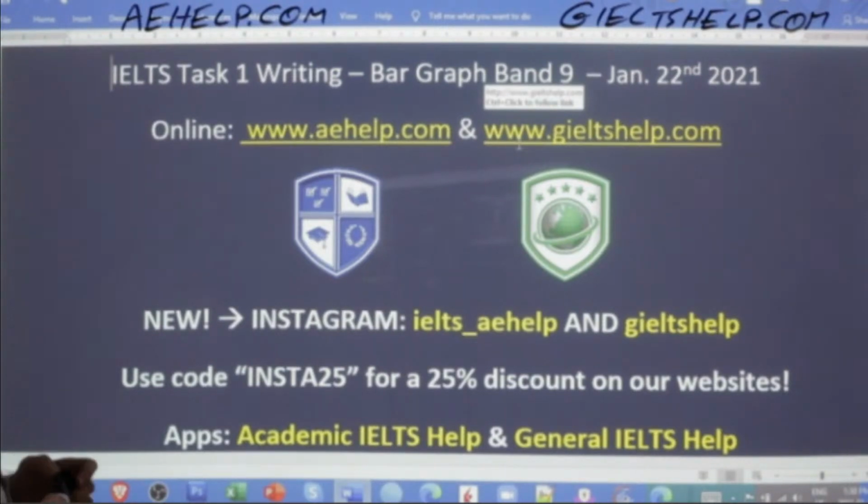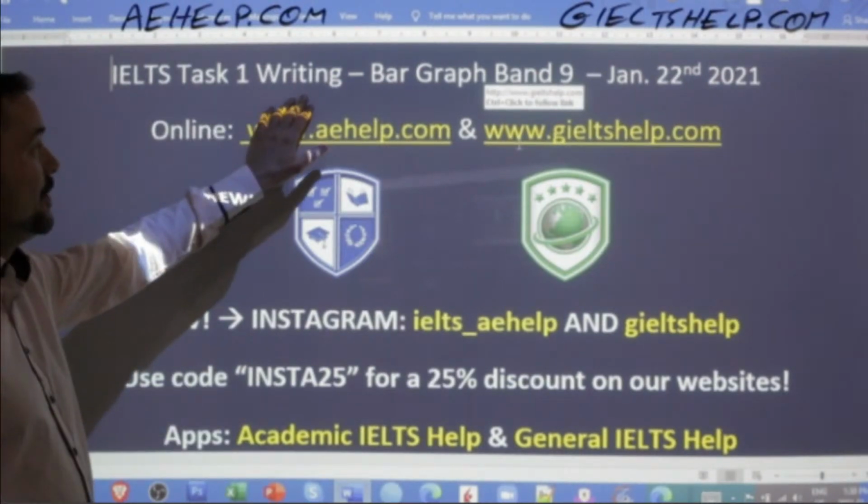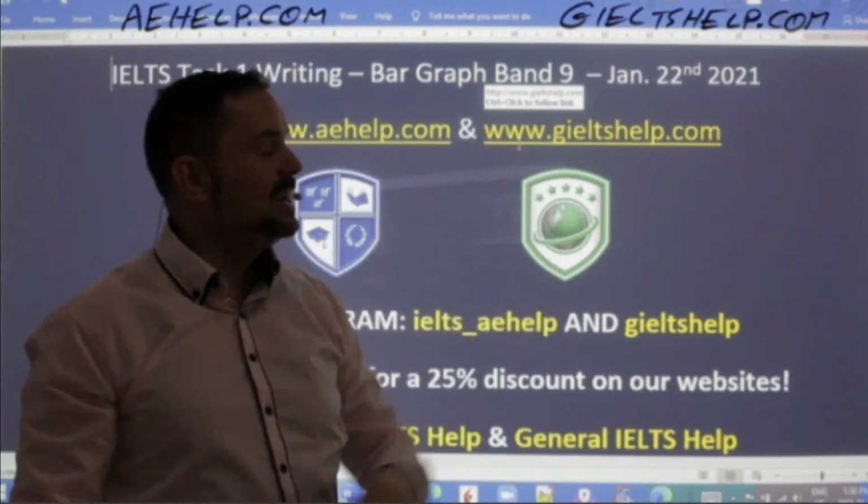In this class, we are looking at task 1, writing, specifically a bar graph to get a band 9.